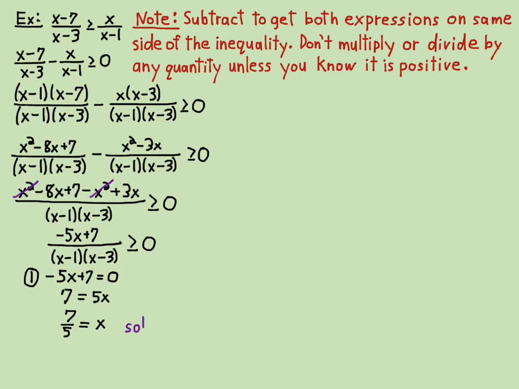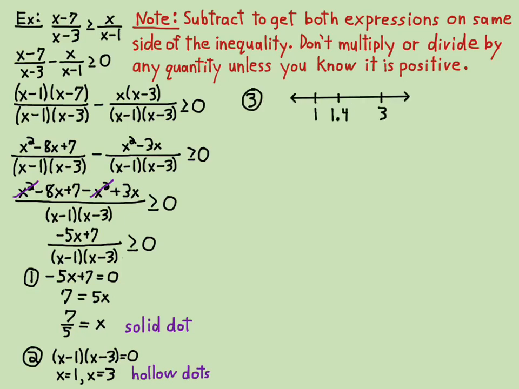So that's going to be a solid dot. I decided to graph it a little later, so I actually wrote out solid dot to remind myself. Sometimes I'll just draw a solid dot to remind myself. Or I'll just draw the line and then graph it on there as I go. Set the denominator equal to 0. You get x equals 1 or x equals 3, and these are hollow dots because it's denominator. So now I'm going to graph them. Okay, so 7/5 is 1.4. So it's just easier to graph in that form.